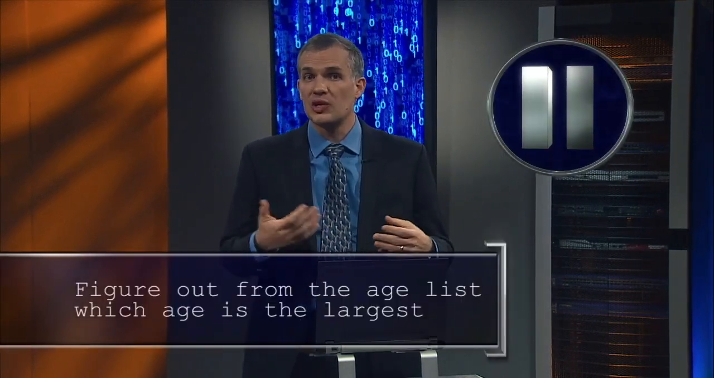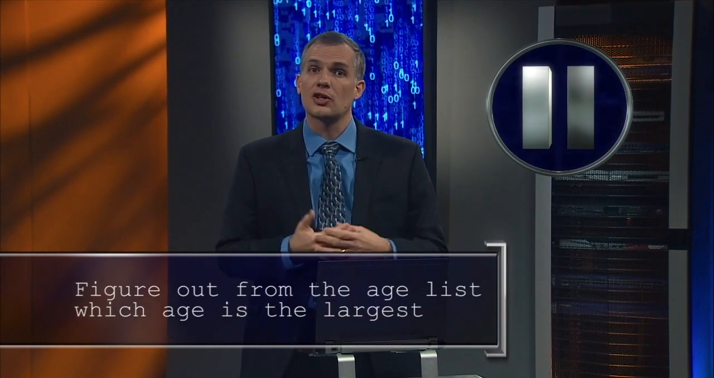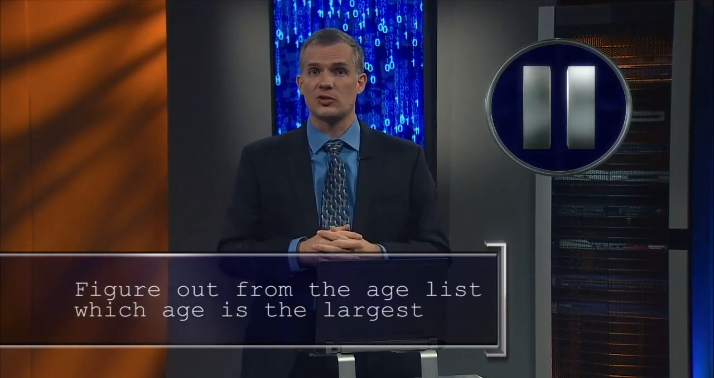Need a hint? Try creating 2 lists, one for the names, one for the ages, so that the names and ages are in the same order in both lists. These are called parallel arrays, or parallel lists. Then, figure out from the age list which age is the largest. The corresponding name will be the name of the oldest person.